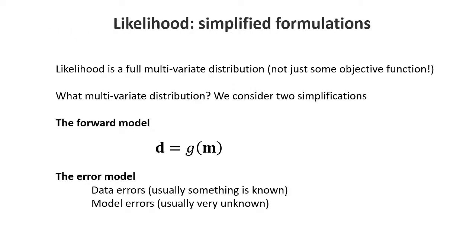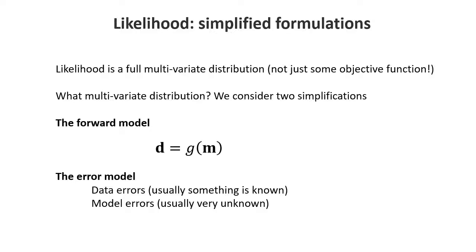So let's look at this likelihood distribution. On the previous slide, I mentioned how this likelihood distribution is a full multivariate distribution. It should not be confused with an objective function. As you'll see in a bit, an objective function is a highly simplified formulation that is derived from this full multivariate distribution. The main simplification that we consider here is that we have a forward model. That means that there's a way, given an Earth model M, to evaluate what the data response would be. And so this forward model has to be written in this functional form.